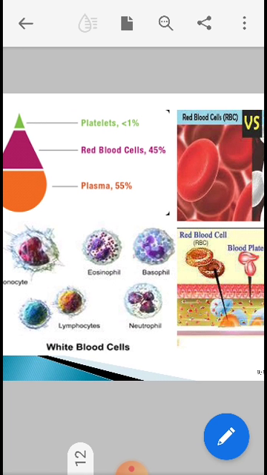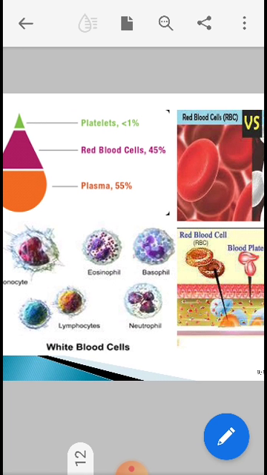That means what all is present in blood and in what percentage. Don't worry, this won't be asked in the exam, but this is just for your knowledge. You must know that the blood contains less than 1% of platelets. It contains 45% of red blood cells, and the plasma that is present in the blood constitutes 55%.